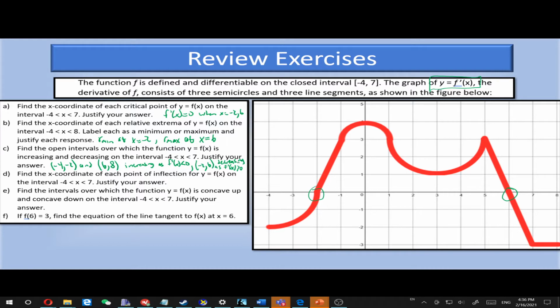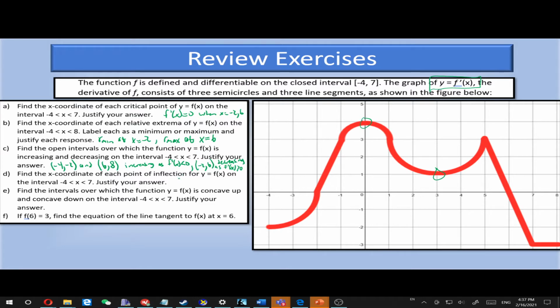Then find the x-coordinate of every point of inflection and justify your answer. Point of inflection means f prime x is now 0 and the sign changes. So when x equals 0, the slope of f prime x is 0, indicating f double prime x is 0. Okay, and also the same for +3. Does positive 5 count as well? Our sign does change at positive 5, so I believe positive 5 would count as well.